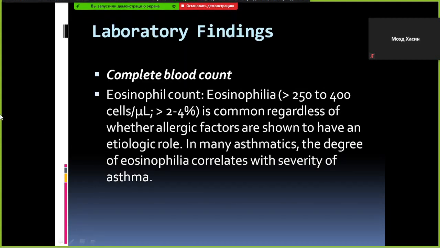So, what do we need to confirm our diagnosis? What laboratory and instrumental methods do we need? First, laboratory findings: complete blood count. In the complete blood count, if your patient has allergy, meaning atopic bronchial asthma, the amount of eosinophils will be increased. It is called eosinophilia. And in many asthmatics, the degree of eosinophilia correlates with severity of bronchial asthma. More severe, more eosinophilia.